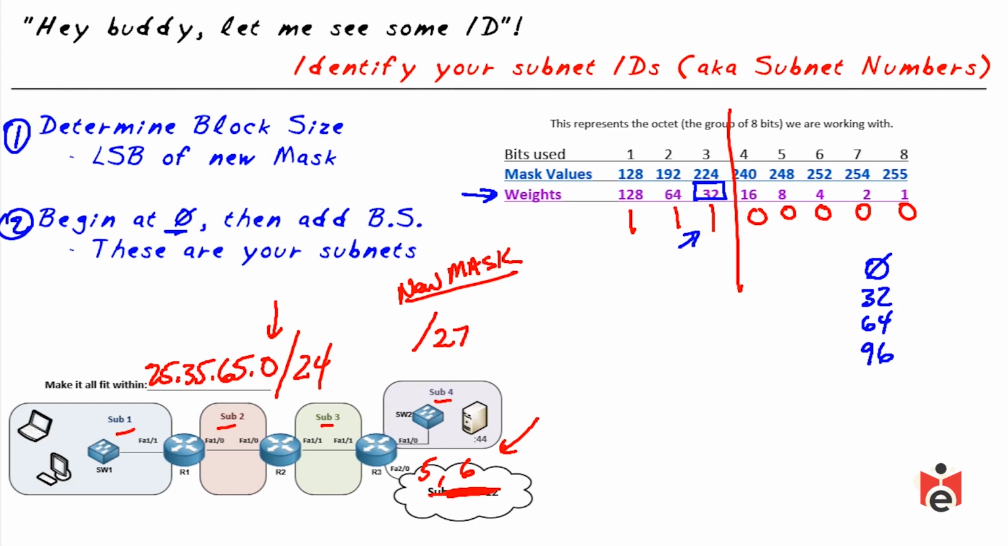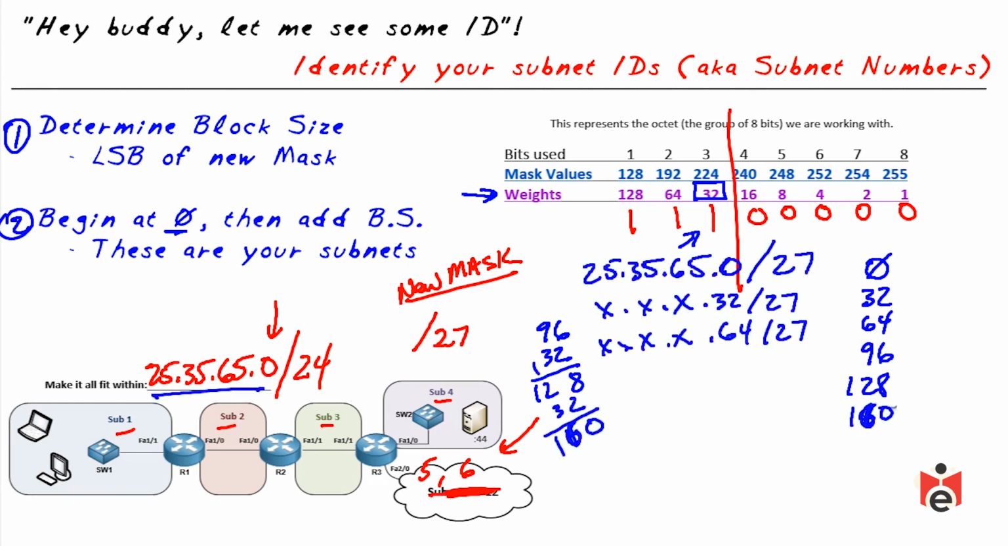And the next subnet would be 96 plus 32. And we can just add that up. 96 plus 32, that'd be 8. And that'd be 12, which is 128. When in doubt, do the longhand math to make sure you have the numbers right. And these are our new subnets.